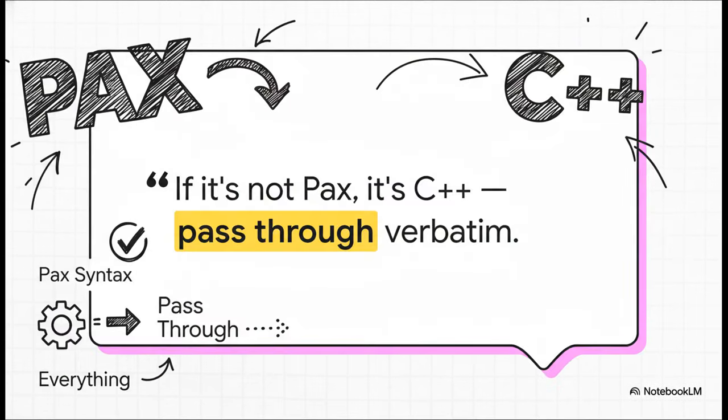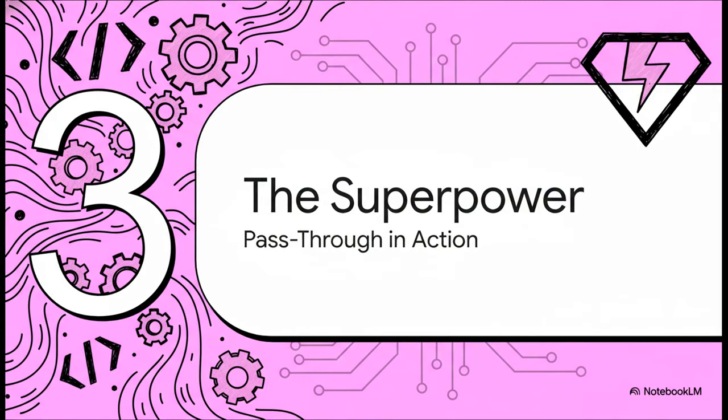And this quote from the documentation just says it all. This is the single most important thing to understand about Pax. The compiler is designed to know two things: Pax syntax and, well, everything else. If it sees code that isn't valid Pax, it doesn't throw an error. It just assumes, hey, this must be C++, and passes it straight through to the final output, untouched. This simple rule is its superpower. So, let's see how that one simple rule creates something so incredibly powerful.